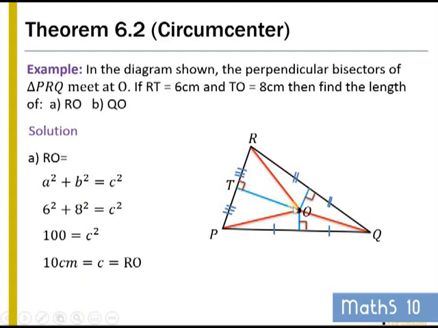Then we know that these perpendicular bisectors all meet at a point which is equidistant from the three vertices. So RO, PO and QO are all the same length, so QO is also 10 cm.